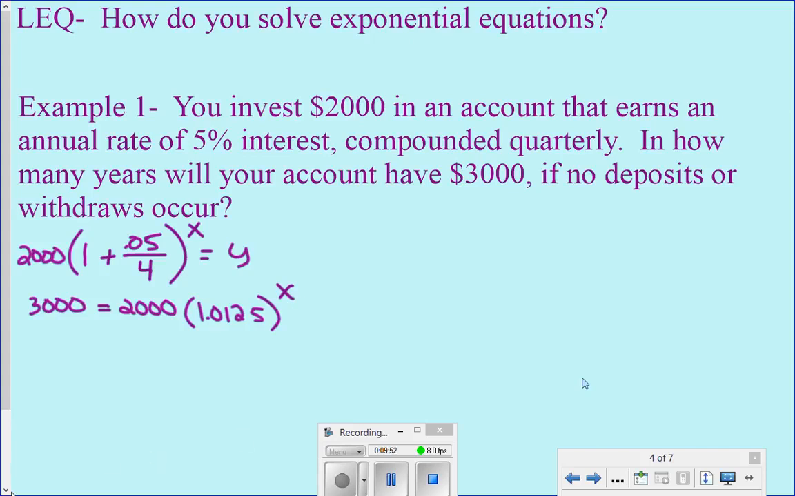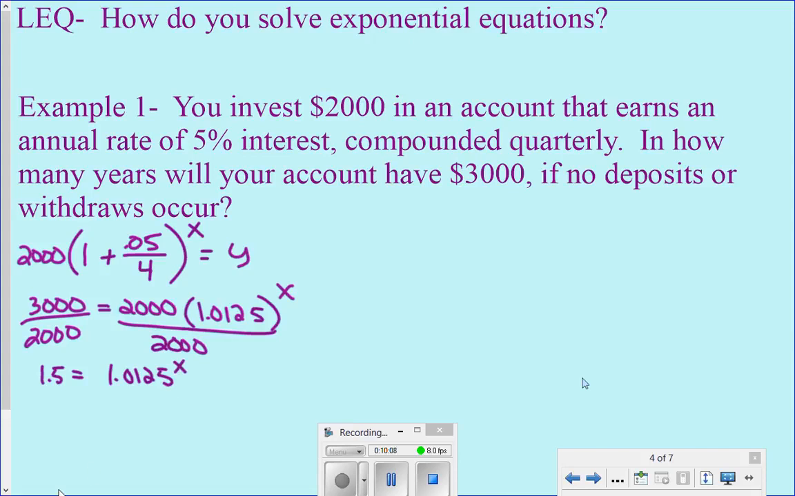I notice I need to solve this for x, so I'm going to divide both sides by 2,000. 3,000 divided by 2,000 is 3 halves. 3 halves is 1.5. So I have 1.5 equals 1.0125 raised to the x.